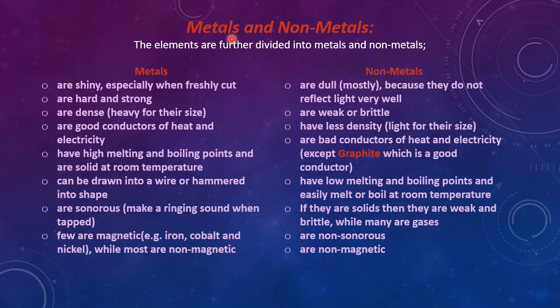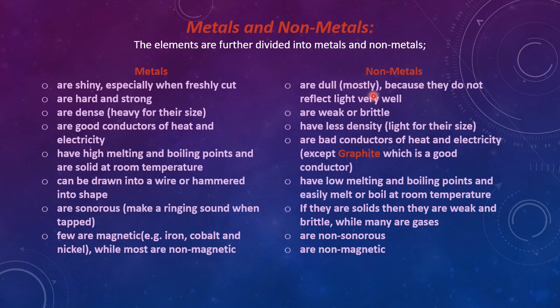We have studied here metals and non-metals. The elements are further divided into metals and non-metals. Metals are shiny, especially when freshly cut, are hard and strong, are dense, heavy for their size, are good conductors of heat and electricity, have high melting and boiling points, are solid at room temperature, can be drawn into wires or hammered into shape, and are sonorous, making a ringing sound when tapped. Few are magnetic, for example iron, cobalt, and nickel, while most are non-magnetic. Bismuth is diamagnetic. It actually repels a magnet.